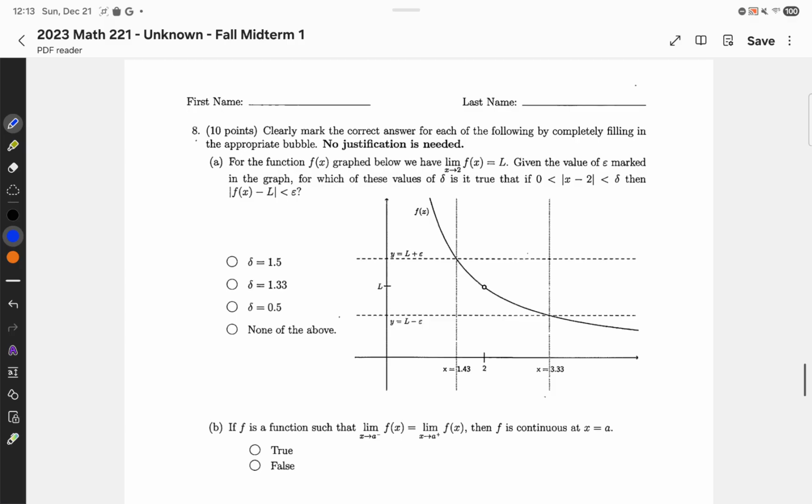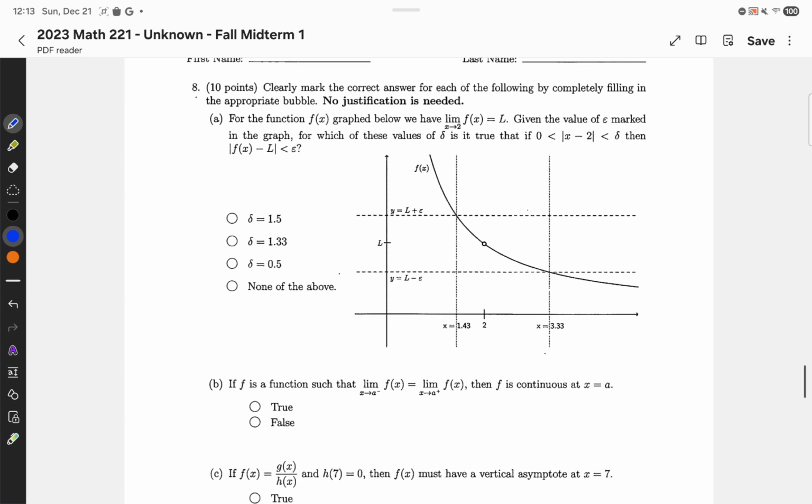Alright, I think this is the final question. Yep. Final question, number 8. Clearly mark the correct answer for each of the following by completely filling in the appropriate bubble. No justification is needed. So, for this first one, we have, for the function f of x graphed below, we have that the limit as x approaches 2 of f of x is equal to an L, which we have right over here.